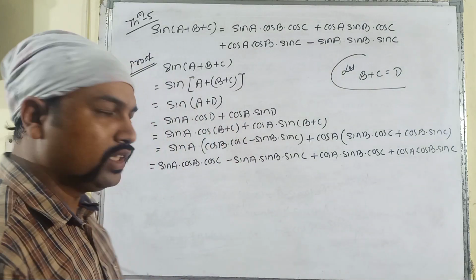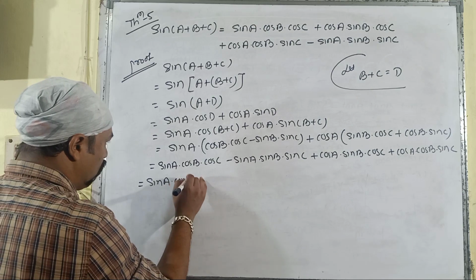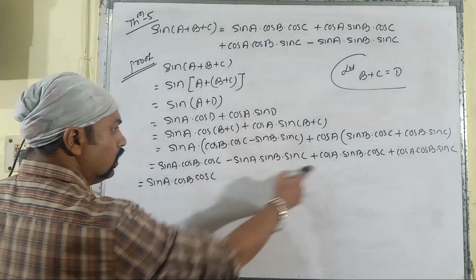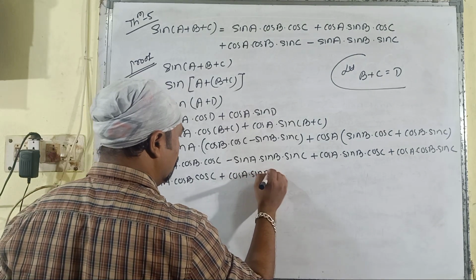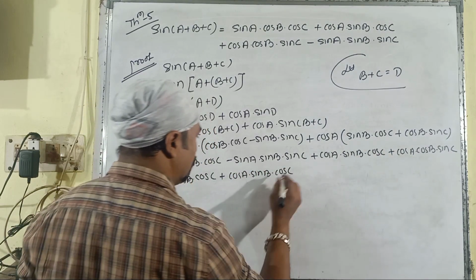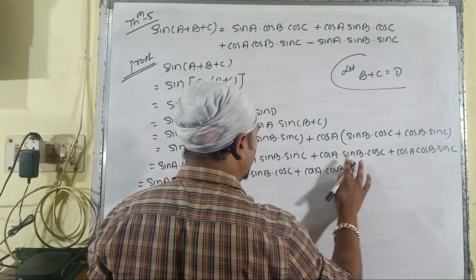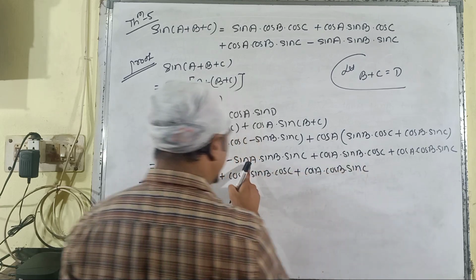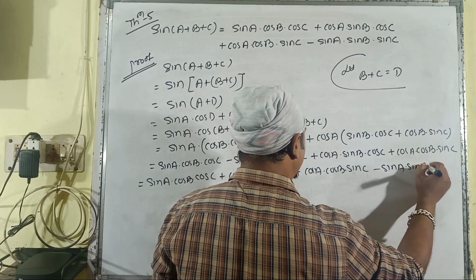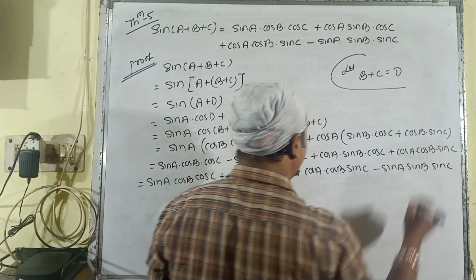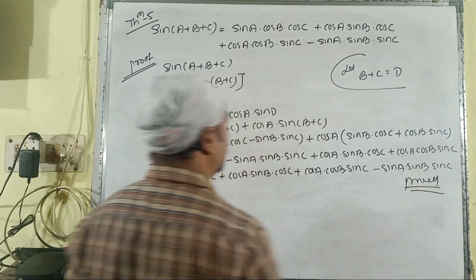Then just rearranging these terms here, we are getting sin A into cos B into cos C. Then here it is the second term, cos A into sin B into cos C. Here it is the third term, plus cos A into cos B into sin C. And then the last term is here, containing all the terms in terms of sine function, sin A into sin B into sin C. And here it is the proof of theorem number 5.